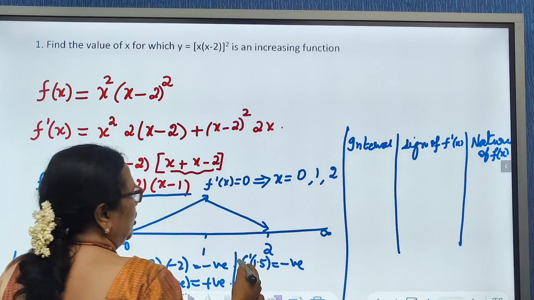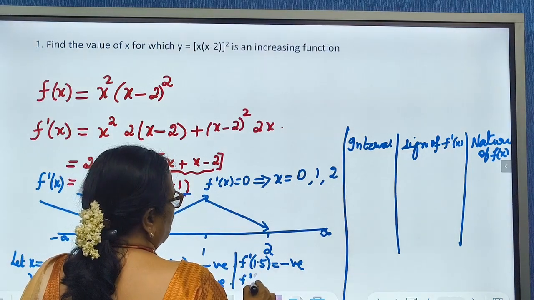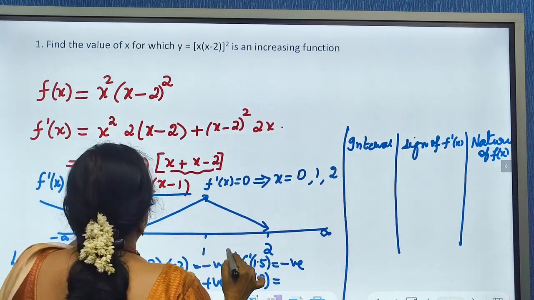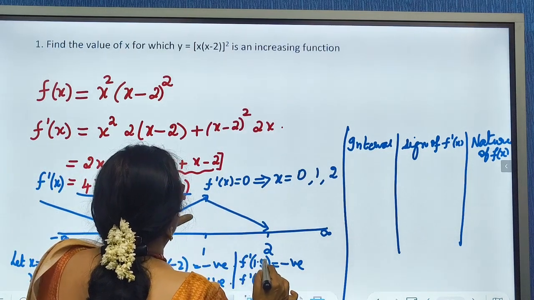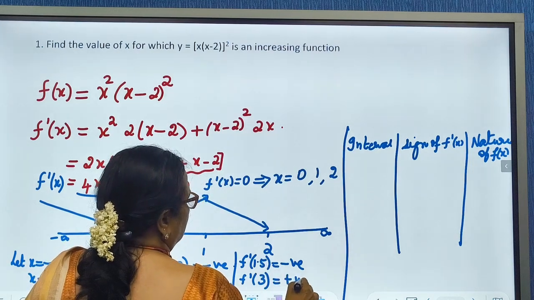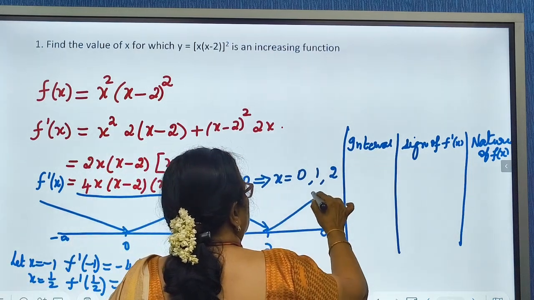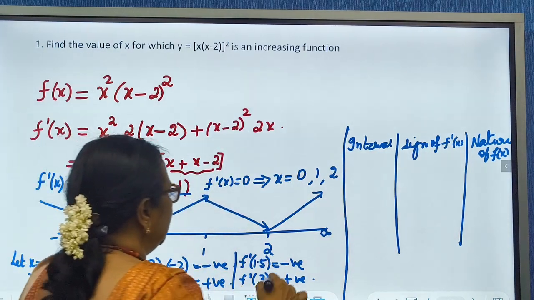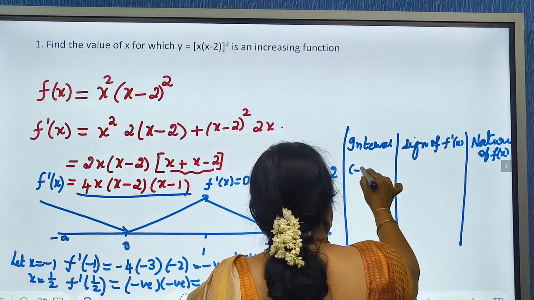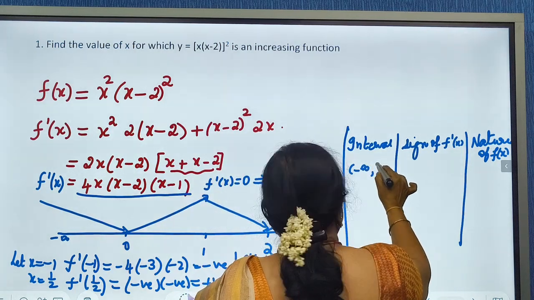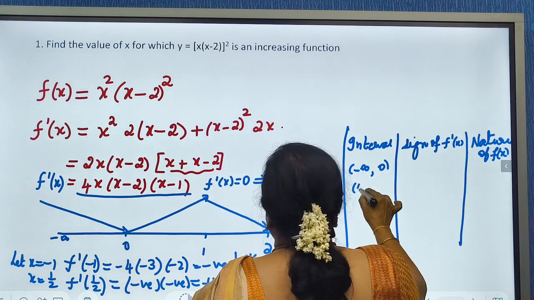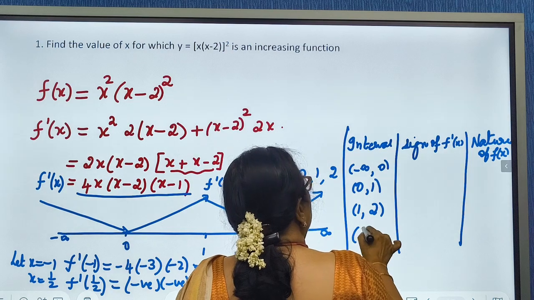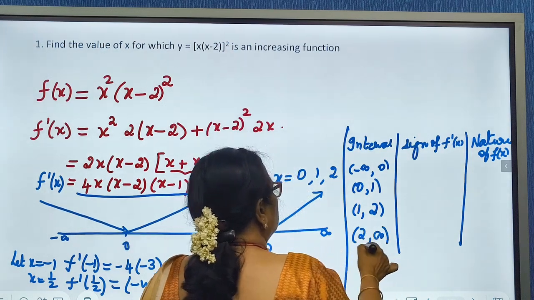What about beyond 2? What is f dash of 3? This is positive. 3 minus 2 is positive. 3 minus 1 is positive. So the function is increasing. So you can divide the real line into minus infinity comma 0, 0 comma 1, 1 comma 2, and 2 comma infinity.